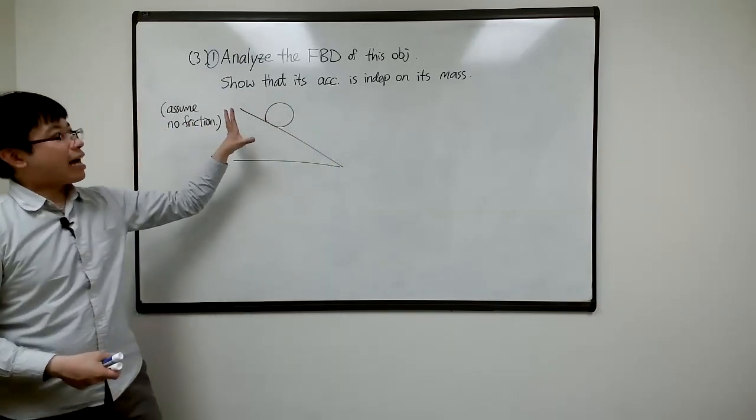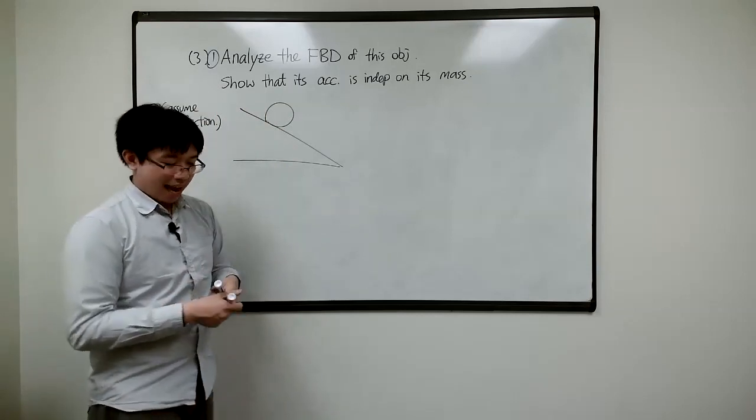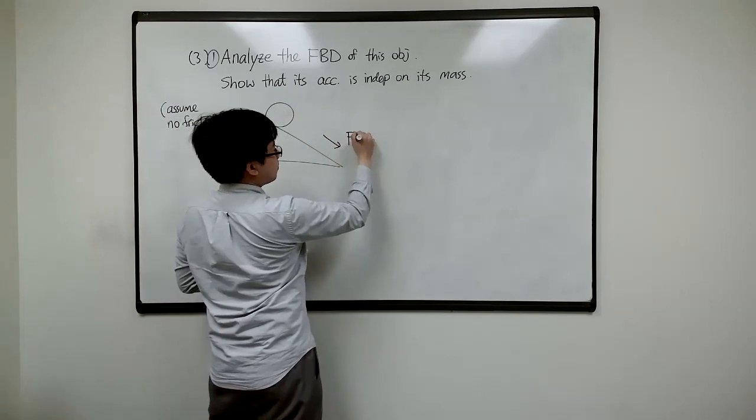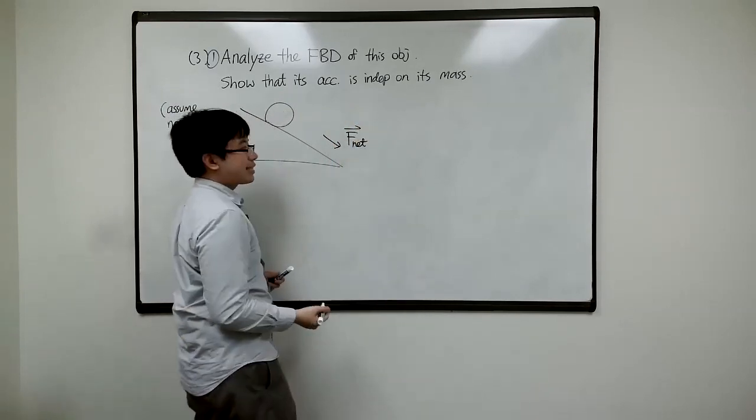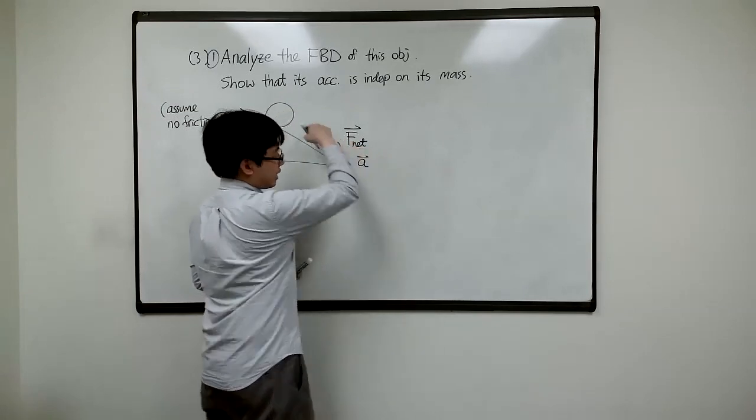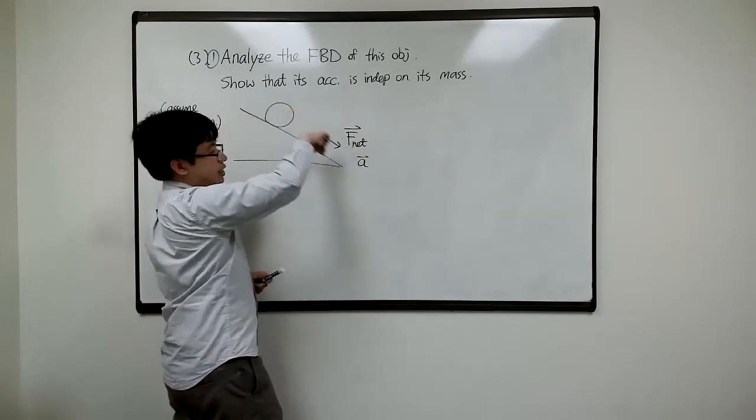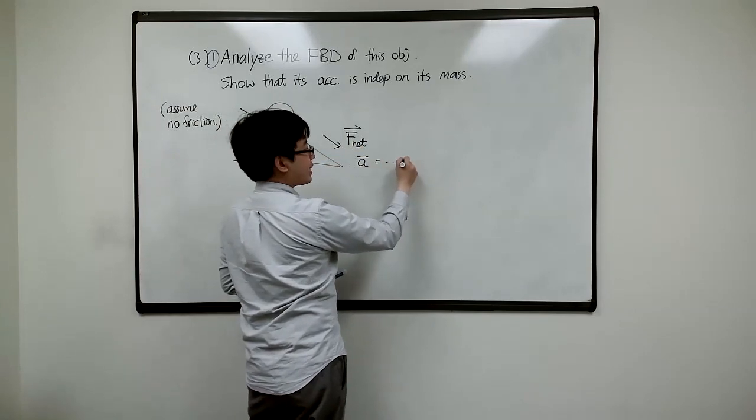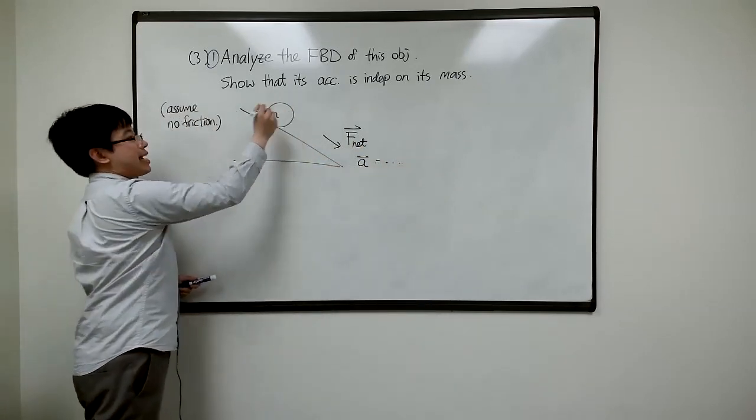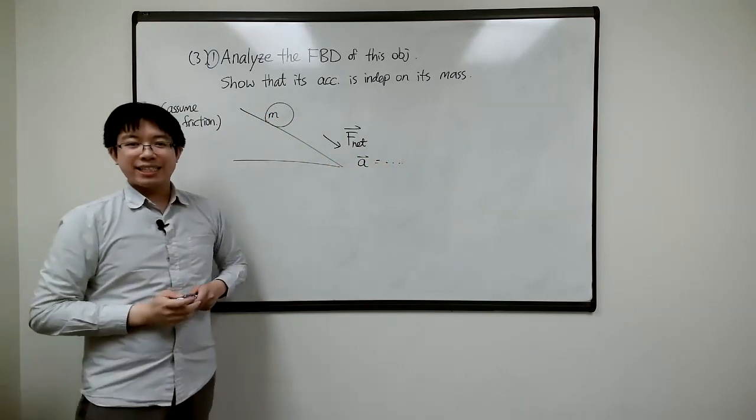So I want you to try to analyze the net force, and I want you to calculate the net force in this direction. Net force in this direction, and now find its acceleration in this direction, right, down the slope, and show that whatever it is, it's independent of the mass of this object. So let's say this guy has mass m. All right, so here's your challenge.